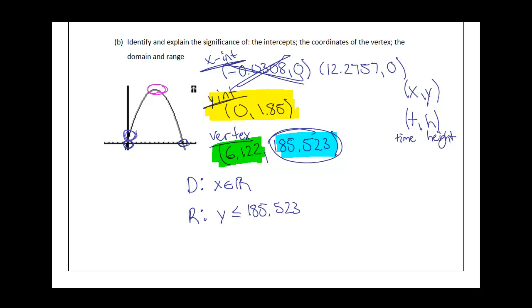So that's where our vertex is, our maximum height at the time it met that height. And then our other x-intercept is when the projectile hit the ground because it was at a height of 0. And hence it took 12.2757 seconds for it to reach its maximum height and then come back down and hit the ground again after we had thrown it.